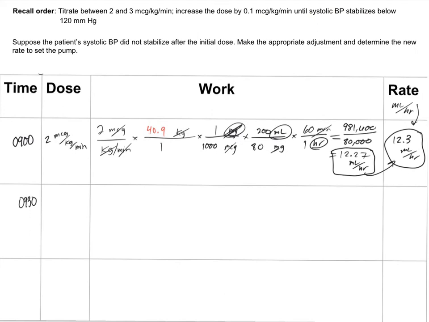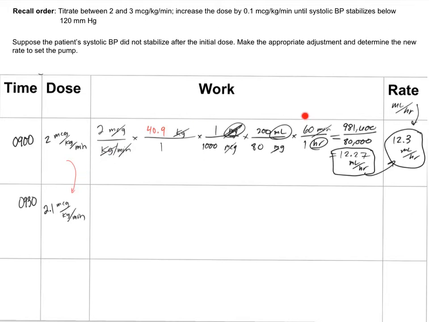So now we need to recall the order we just completed. We're titrating between 2 and 3 micrograms per kilogram per minute, and we're to increase the dose by 0.1 micrograms per kilogram per minute until the patient stabilizes. We are told here we are to assume that the patient's systolic blood pressure did not stabilize after that initial dose. So what we need to do is to make an adjustment. What is that adjustment? Well, according to this problem, we need to increase the dose by 0.1 micrograms per kilogram per minute. So if I were to add 0.1 micrograms per kilogram per minute, I would have 2.1 micrograms per kilogram per minute. So that's great. The dose increased by 0.1 micrograms per kilogram per minute.